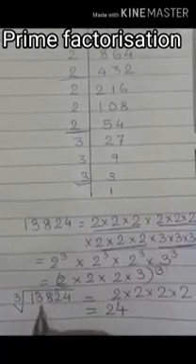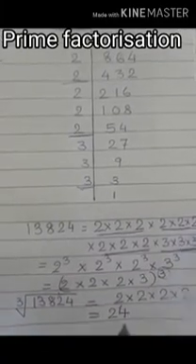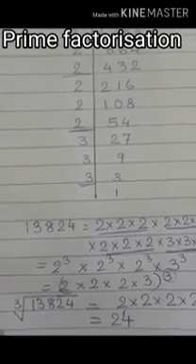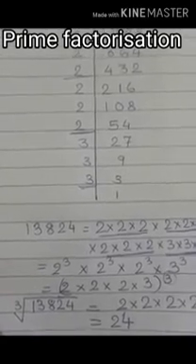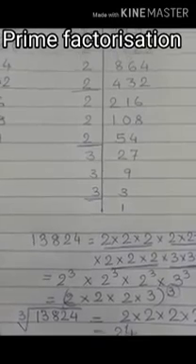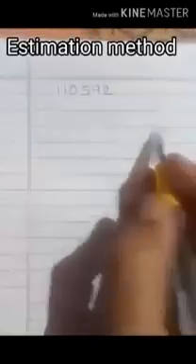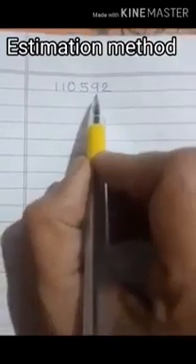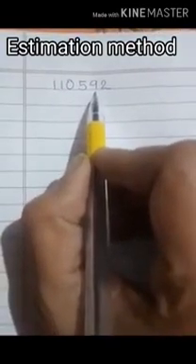So 13,824 is the cube of 24, or 24 is its cube root. This is how we find the cube root of a given number. This is the prime factorization method. Now let's try to find out the cube root of this given number using the estimation method.